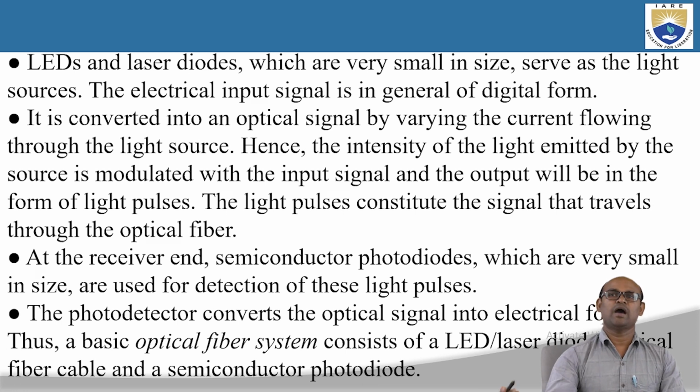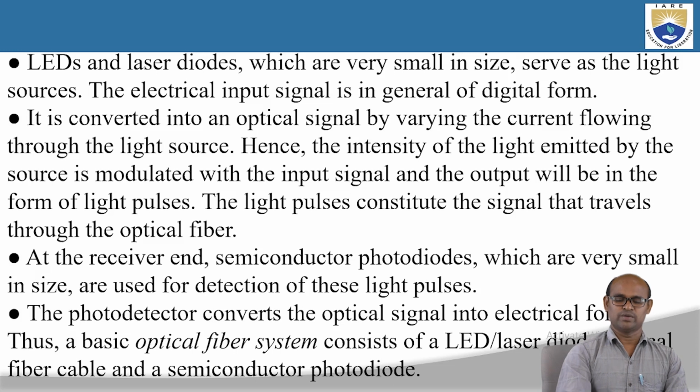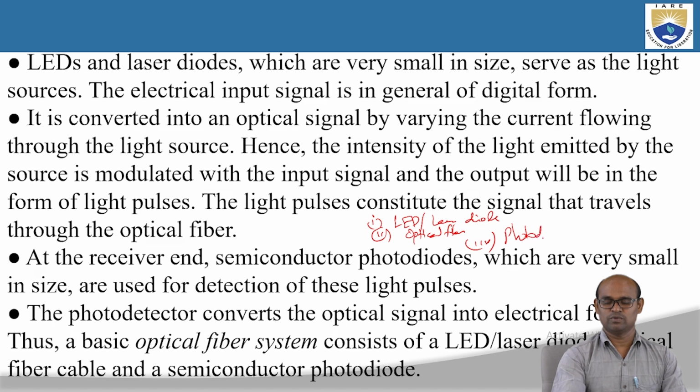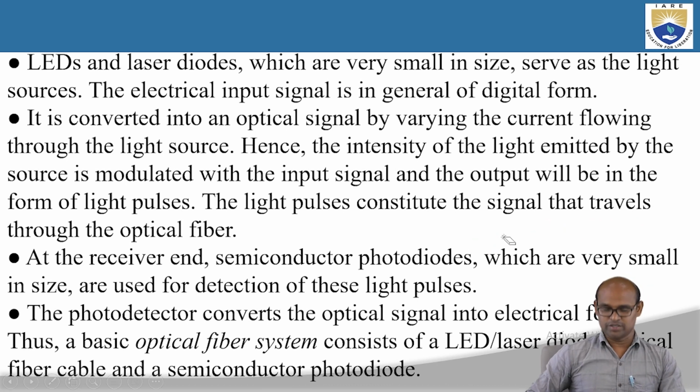And once we detect the optical light signal at the output end of the optical fiber, that will be converted again into the electrical signal by a photodiode. So basically, you have the LED or laser diode. Then you have the second component, the optical fiber cable. The third component you have is the photodetector or photodiode. So these are the three important components in an optical fiber system, which we can use in communications.